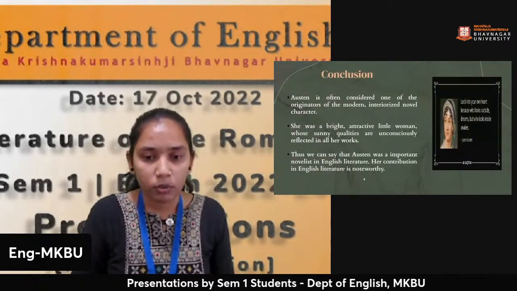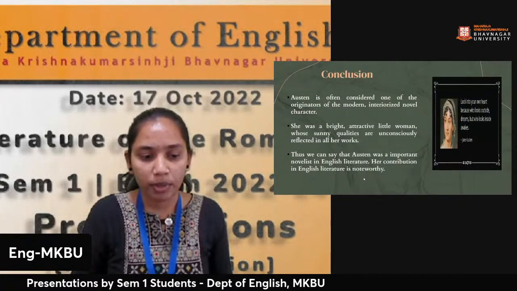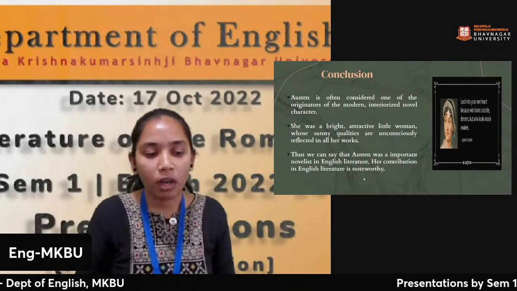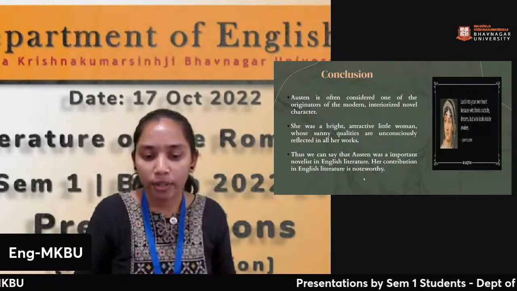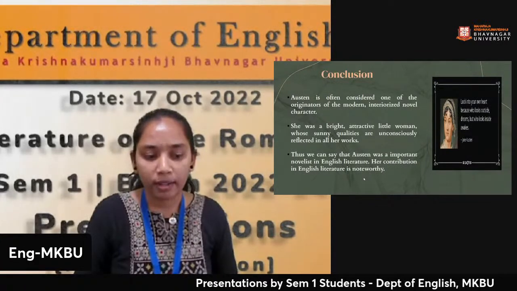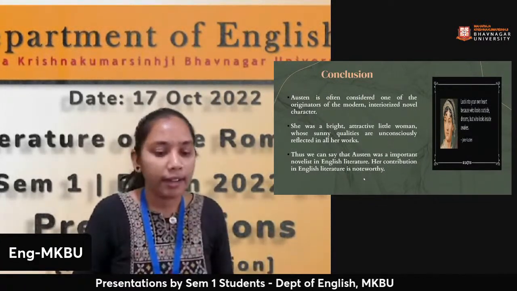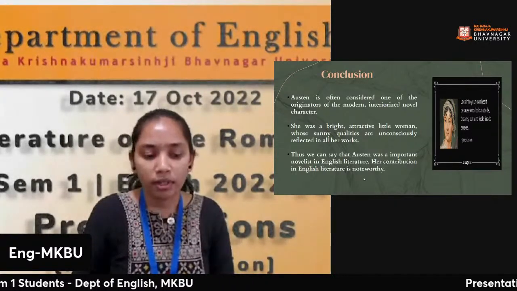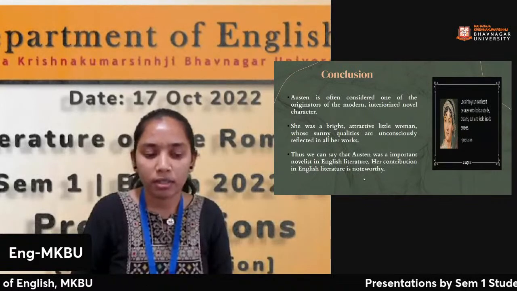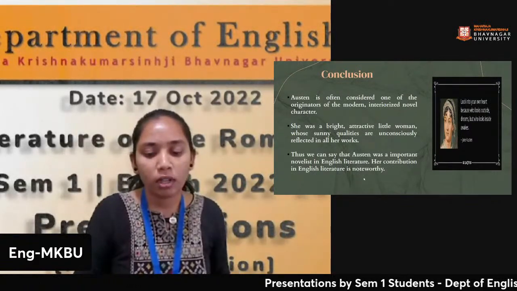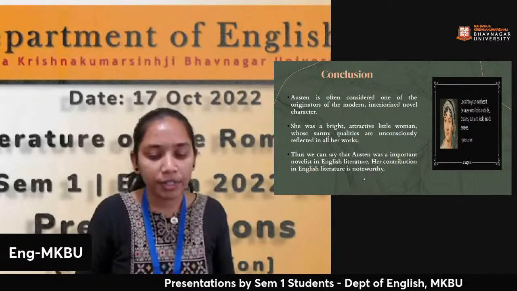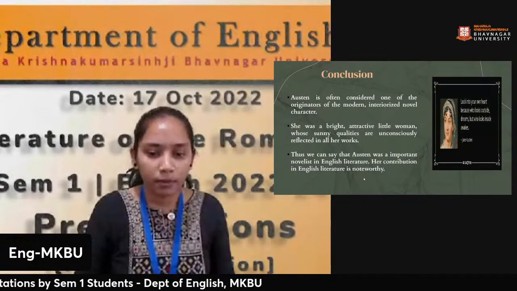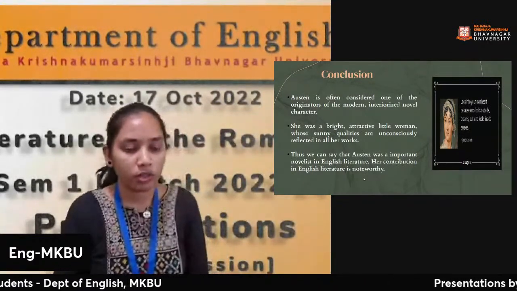So I conclude my today's presentation by saying that Austen is often considered one of the originators of the modern interiorized novel character. She was a bright, attractive little woman whose sunny qualities are unconsciously reflected in all her works. Thus, we can say that Austen was an important novelist in English literature. Her contribution to English literature is noteworthy. Thank you. Now you can ask me a question.